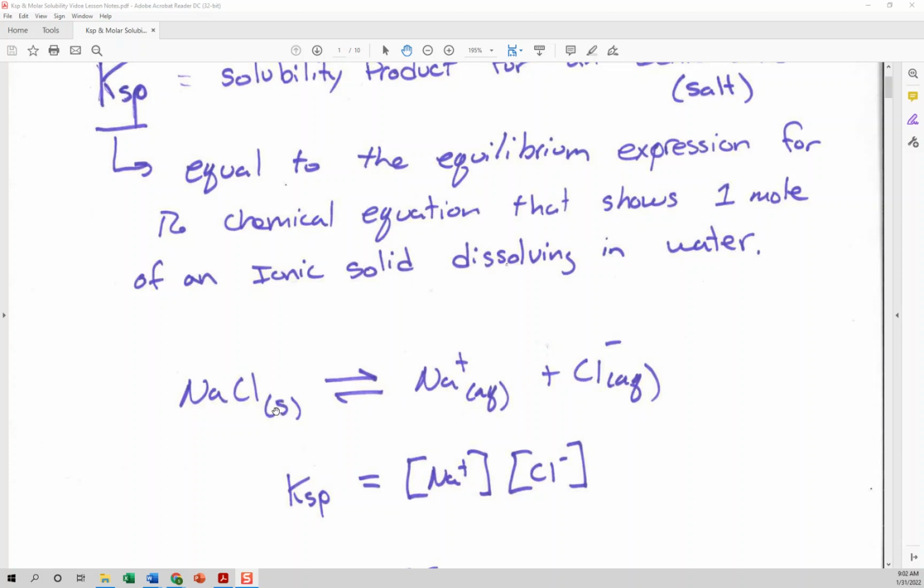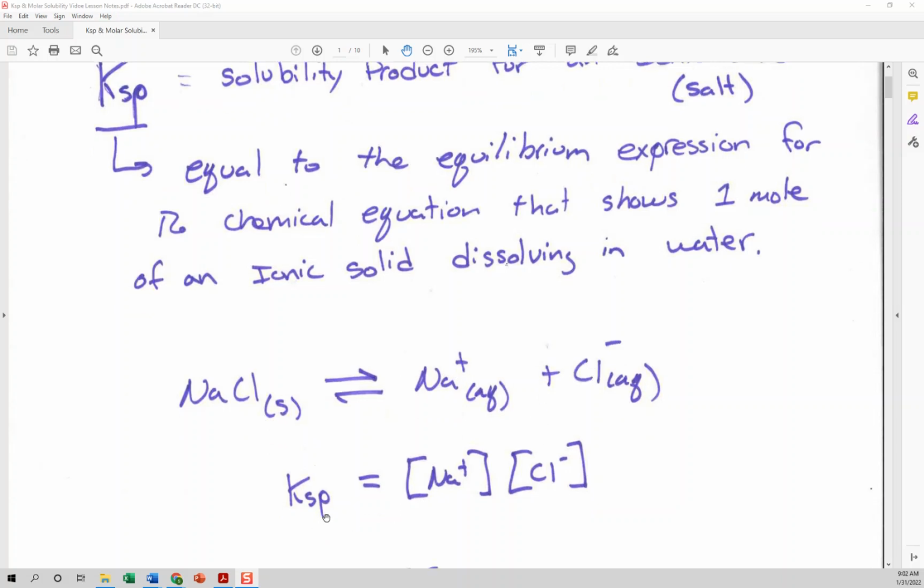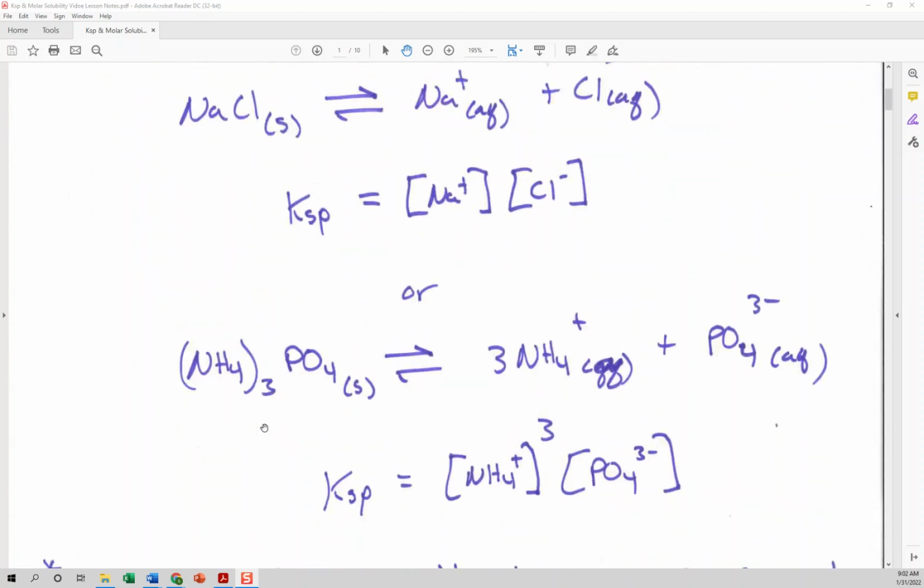Remember, we don't include solids in our expression, so KSP is always a product of the soluble ions, hence the name solubility product. So here's an ionic solid dissolving in water. The equilibrium constant K for this reaction is equal to the sodium ion concentration times the chloride concentration, and that is equal to KSP. Whatever that value is at a given temperature would be the KSP, or the solubility product, for sodium chloride.